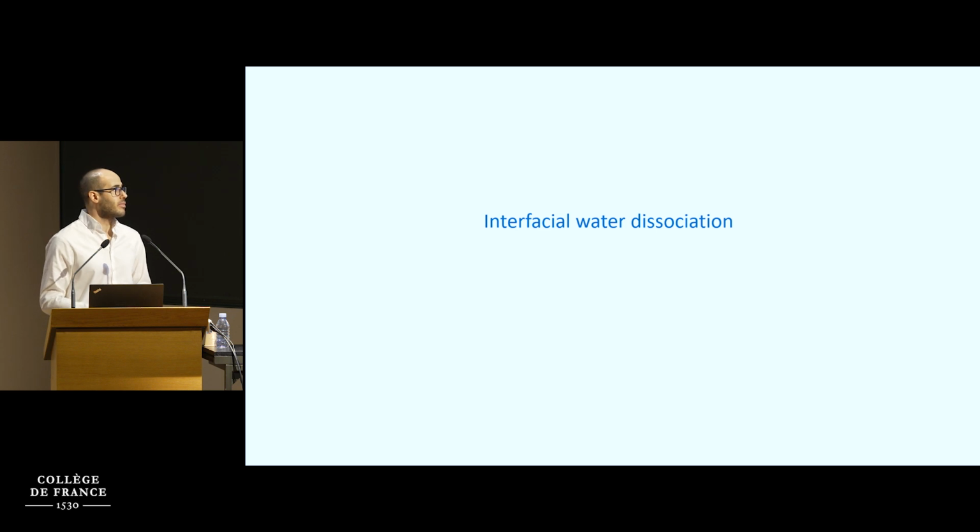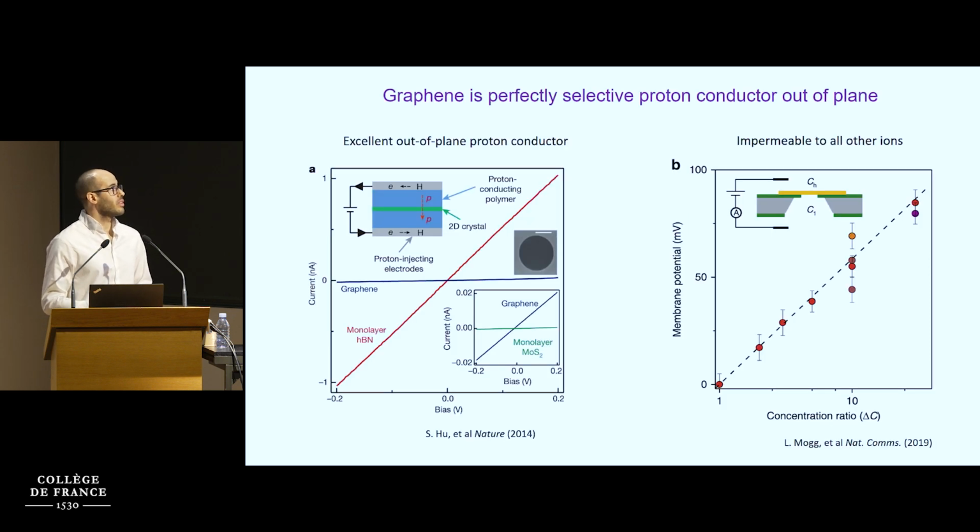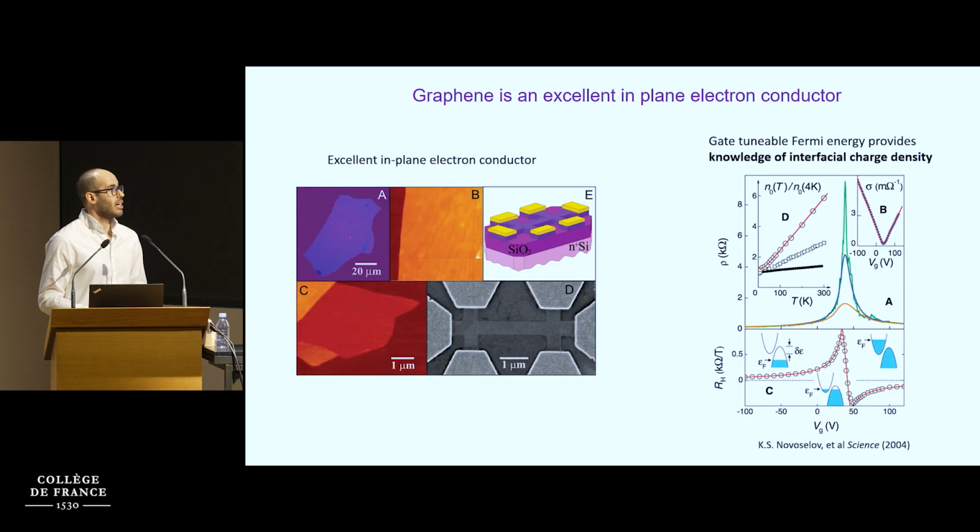system. So the idea is, well, we've demonstrated that graphene is an excellent out-of-plane conductor. We've also shown that it is impermeable to ions, so it's a perfectly selective interface for protons. However, it does have another interesting property: graphene is an excellent electron conductor in plane. So you can dope graphene with electrons and holes by applying a gate voltage. So what this allows you is to use graphene as a proton permeable electrode.